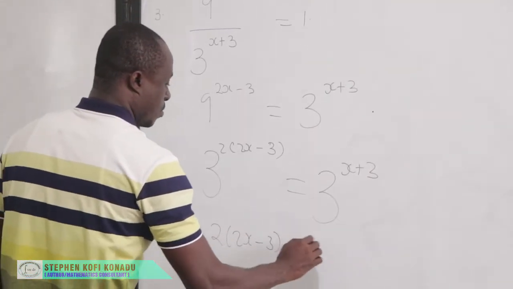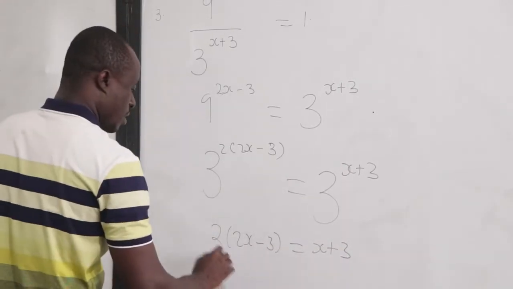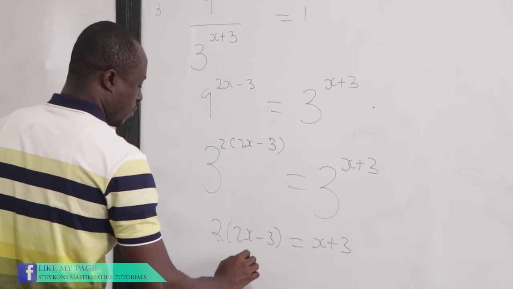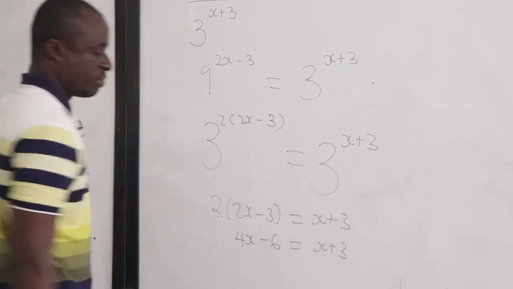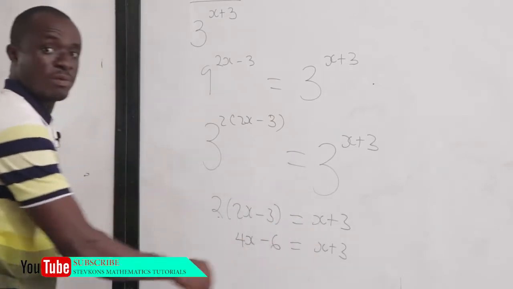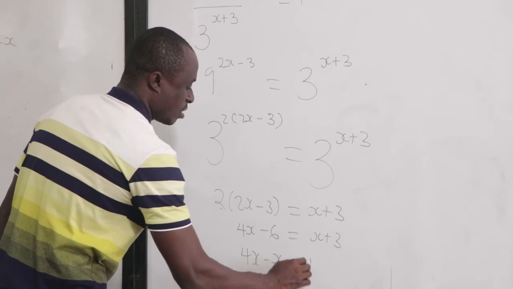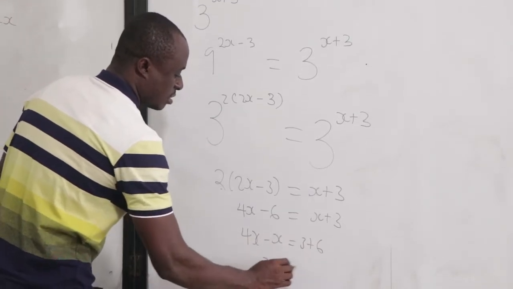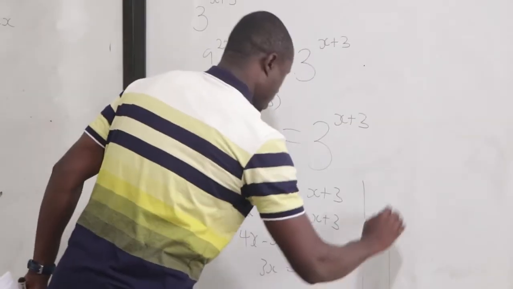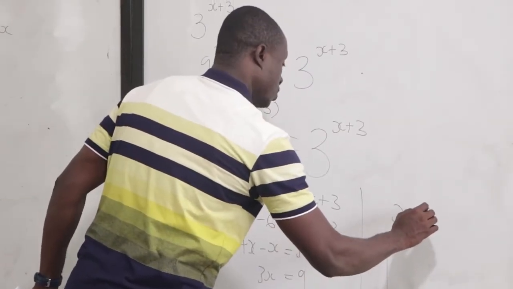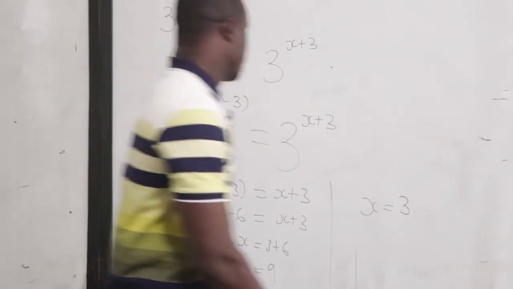2x minus 3 equal to x plus 3. Now what we have, 2 times this: 4x minus 6 equal to x plus 3. Now this has to come in, this also has to go there. So 4x minus x equal to 3 plus 6. 3x equal to 9. I want to find x. Divide both sides by 3. Clearly my x is equal to 3, because 3 will go into 9 3 times.